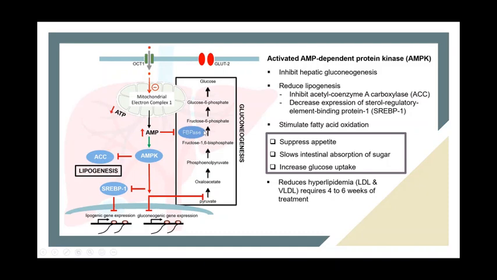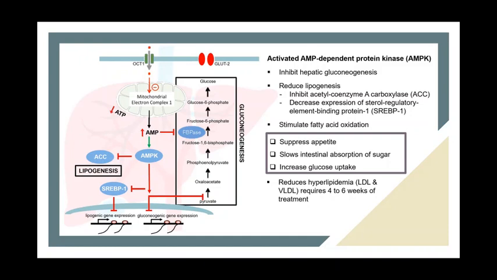Activation of hepatic AMPK results in the phosphorylation and inhibition of acetyl coenzyme A carboxylase. This ACC is a catalyzer in the rate-limiting step of lipogenesis. This blocks fatty acid synthesis and promotes fatty acid oxidation.